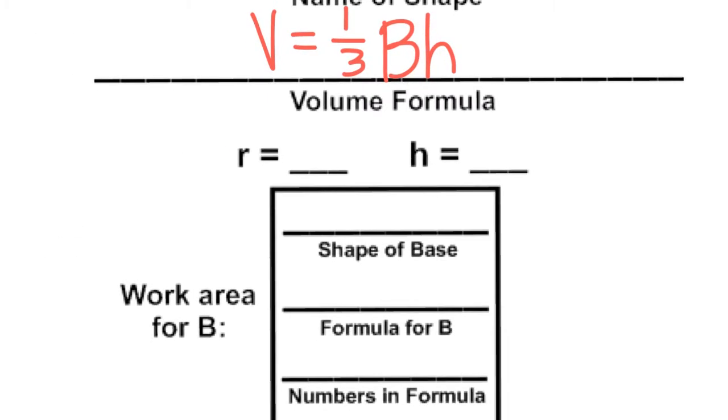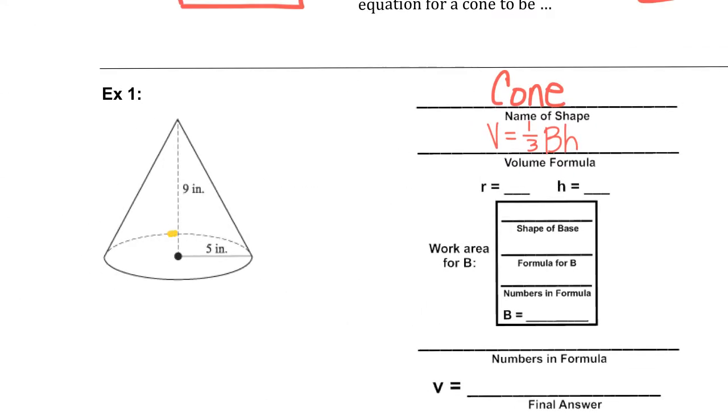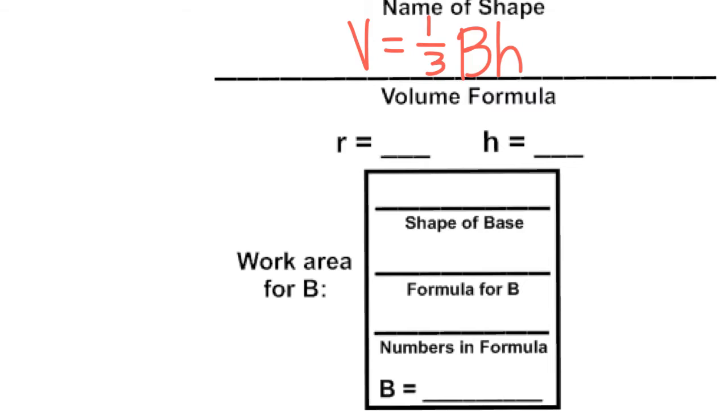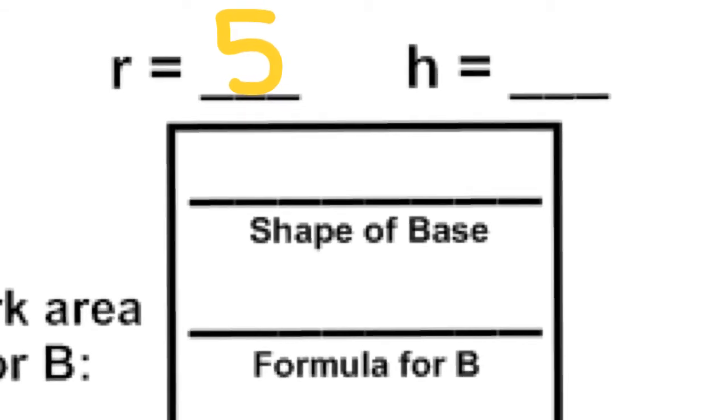To find the big B, we're only looking at the base. We're only looking at the circle. We need to know the radius of that circle. So the radius is 5. Let's come back to the height in a moment.